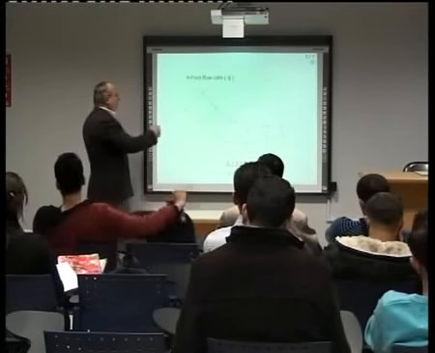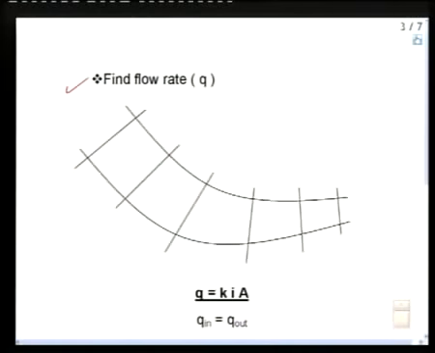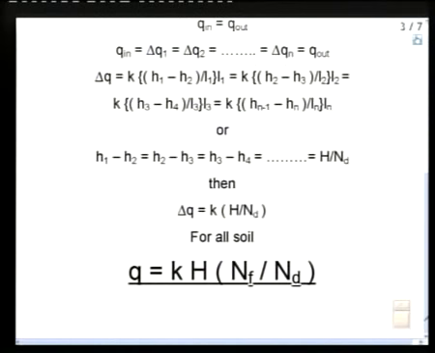The second thing is how to find flow rate through the soil. Okay? And we did some calculation here, and we ended up with this law. Q equals K, the coefficient of permeability, multiplied by H, the height difference, multiplied by NF over ND, which is the number of flow areas divided by the number of equipotential areas.